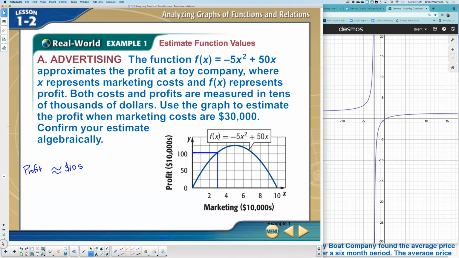Okay? Other questions on this here? Okay, I'm going to give you a chance to work on this problem, your domain and range.